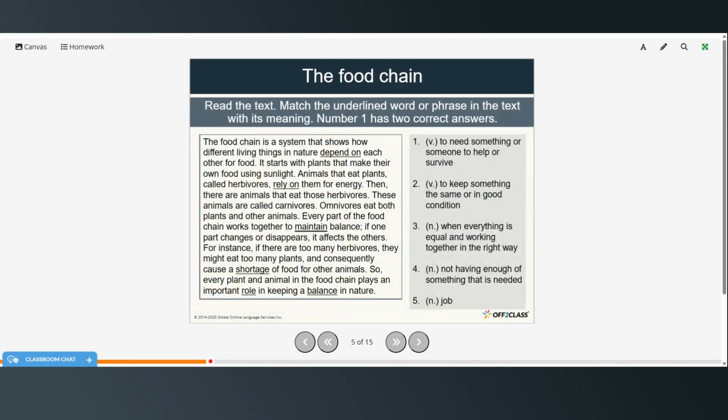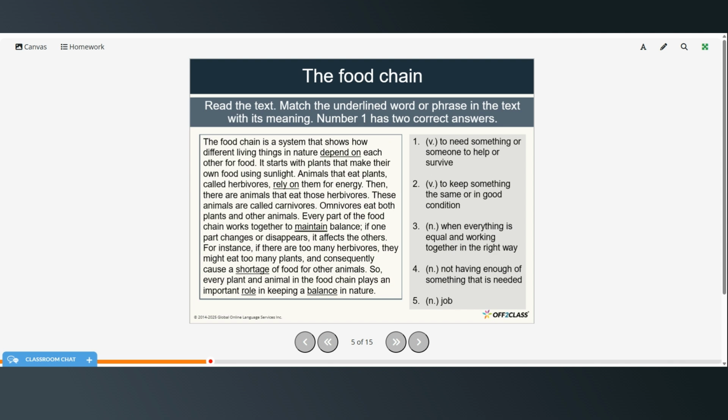All right, now we're going to read the text. You can pause the video and read on your own, and then match the underlined word or phrase in the text with its meaning, and number one has two correct answers. So you can pause the video and read on your own, or you can follow along as I read.